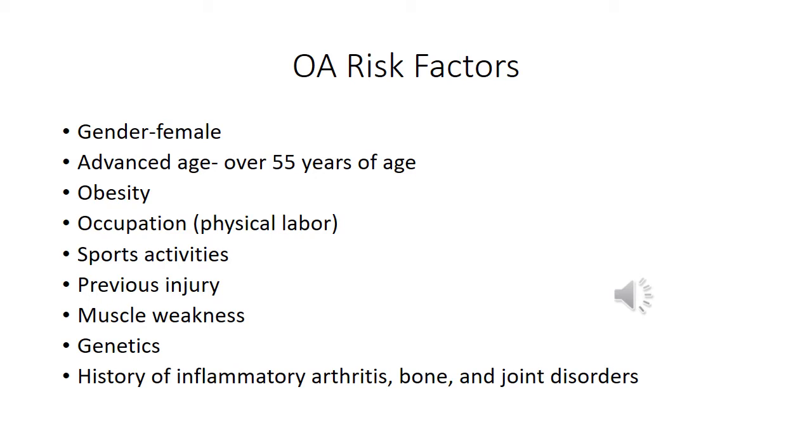Risk factors for developing osteoarthritis include being a female, being over the age of 55, obesity. Osteoarthritis often involves weight-bearing joints such as knees, hips, feet, and the lumbar spine. Obesity often correlates with development of knee osteoarthritis. Other risk factors include occupation, such as jobs that require physical labor, sports activities, previous injuries, muscle weakness, genetics, and history of inflammatory arthritis, bone and joint disorders.